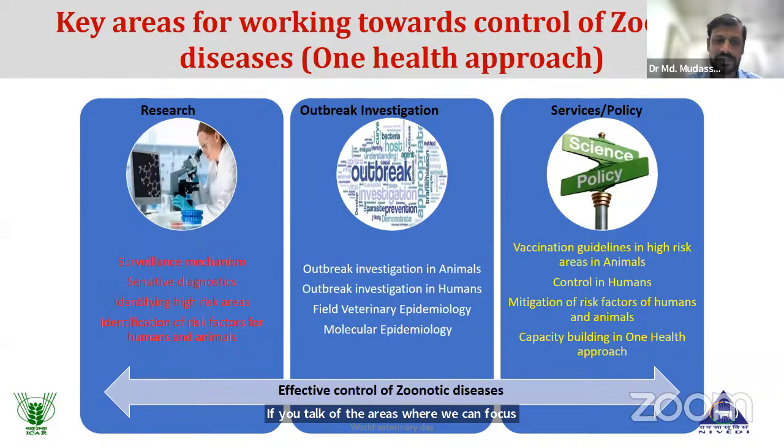If we talk of the areas where we can focus our energies in terms of research: development of diagnostics, identification of high-risk areas. For example, a disease like anthrax can be very well prevented in animals, so in high-risk areas, go for vaccination and risk factor studies. Outbreak investigation, I was talking about, in animals and in humans, then more studies. Nowadays people are talking about genomic epidemiology and how we can trace the origin of the pathogen, how it is transmitting and from which animal source it came. So there is a lot of scope in that also.